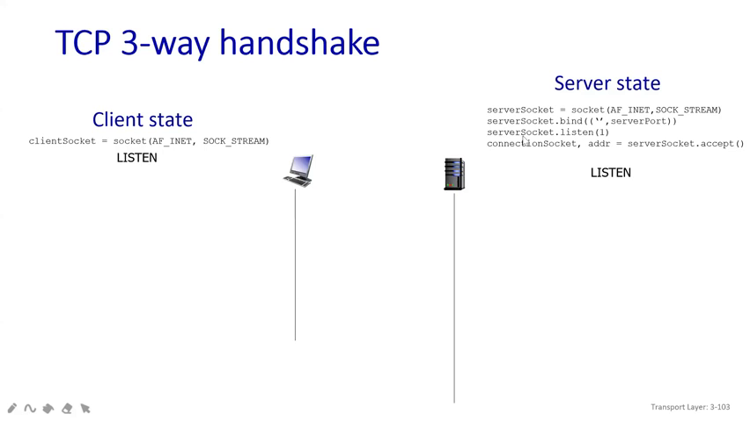Next, server socket listen 1. Listen 1 means it is a true value, so it will accept. Then the connection socket address value will be server socket dot accept. As it is a true value, it is going to accept. So these things are your client state and server state programs. Whenever you write any program, you need to specify it in this way.